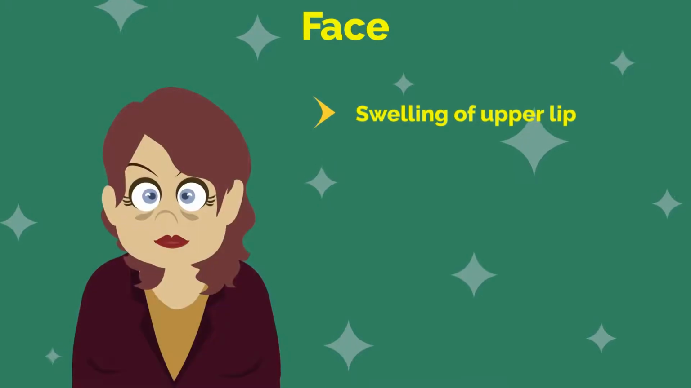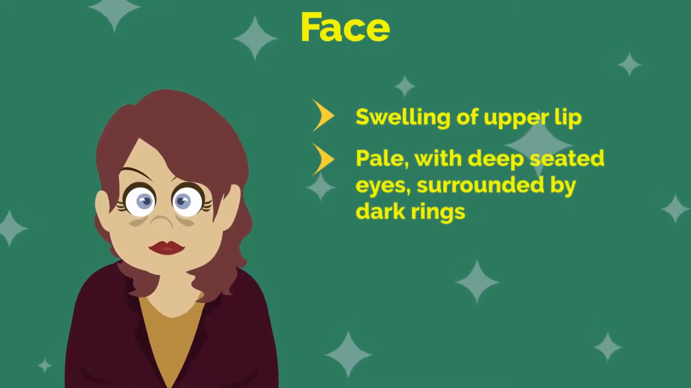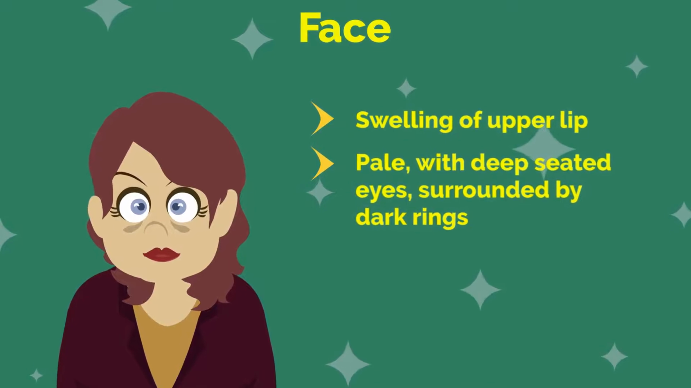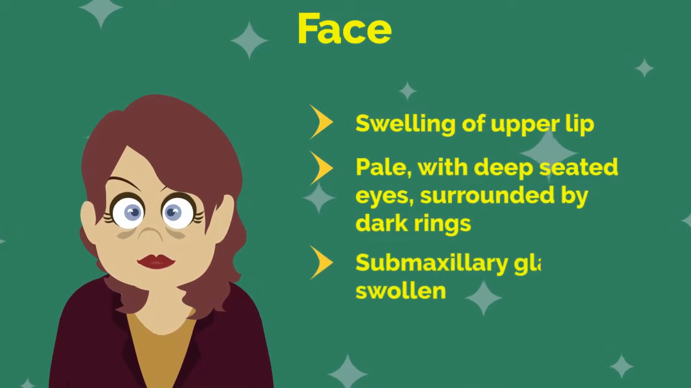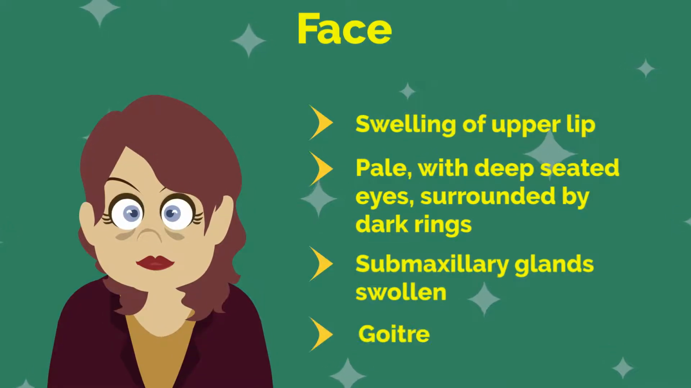Next we will look at the face symptoms. There is swelling of upper lip. Face is pale, with deep-seated eyes, surrounded by dark rings. Submaxillary glands are swollen. Goiter.